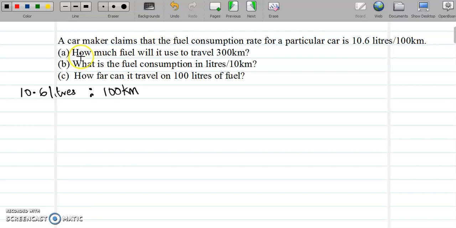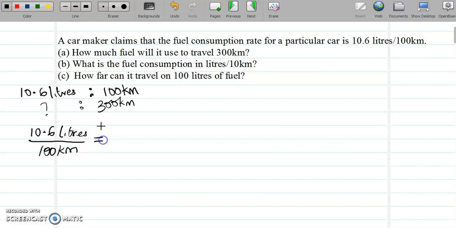Now the question says, how much fuel will it use to travel 300 kilometers? So how much fuel, in liters, will it take that is proportional to 300 kilometers? I will solve this question in two ways. First of all, we put this in a fraction, the ratio of 10.6 liters to 100 kilometers. Put it in fraction, we have 10.6 liters over 100 kilometers. Now it will be equal to, we don't know the liters, but this gives us 300 kilometers.